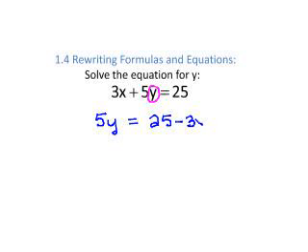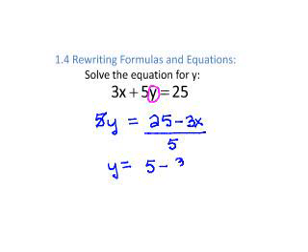Now I want to get rid of the 5 in front of the y. So it's 5 times y. So we divide both sides by 5. That will reduce that 5 out, but we have a 5 on the other side. So my equation then is y is equal to 25 divided by 5 is 5. And 3 divided by 5 is 3/5. So minus 3/5 x. There we go.